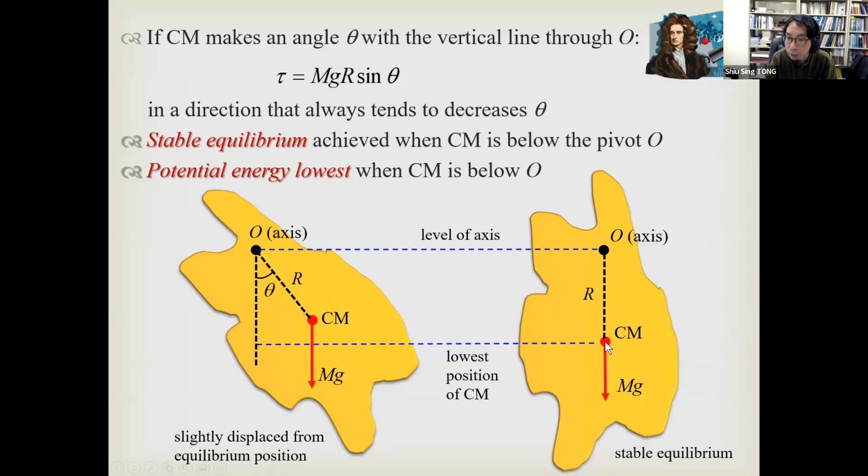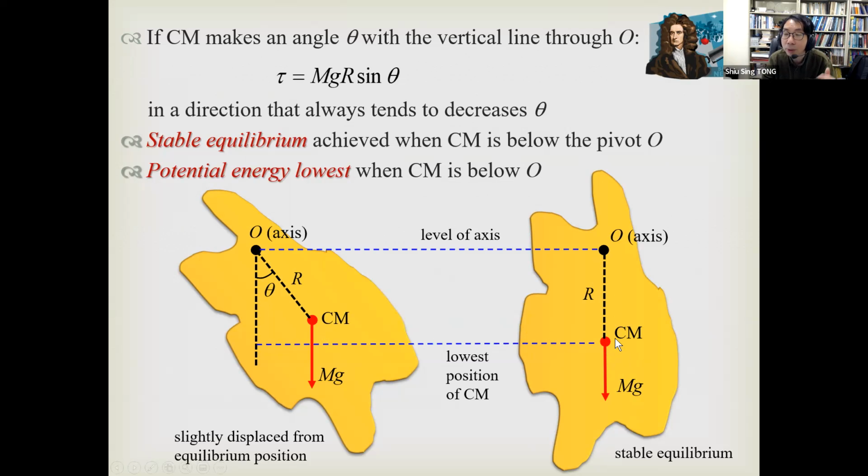If you consider the lamina to be slightly displaced in either direction, you will immediately realize that the torque will always tend to restore the lamina back to this stable configuration. So that is a stable equilibrium. You can also understand this using the potential energy, because the potential energy is related to the height of the center of mass. If the lamina is slightly displaced, the center of mass position will be raised, so you have higher potential energy. And when the center of mass is exactly below the point of suspension, it is the lowest, and so the body will also have the lowest potential energy. That again explains why this position is a stable equilibrium.